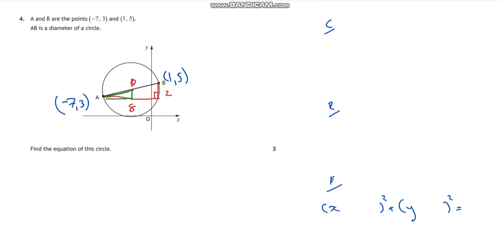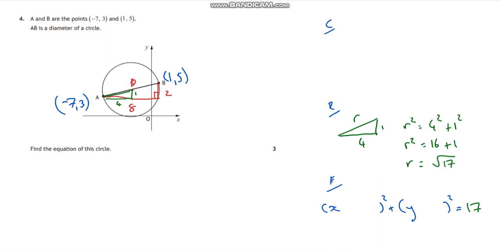Yeah, so what's half of 8? That's 4. What's half of 2? That's 1. Okay, so I'll go over here and say that my radius, that's 4 and 1. So the radius squared is 4 squared plus 1 squared. So it's 16 plus 1. So the radius is equal to root 17. And I'll just put that down there as 17 because it's the radius squared.